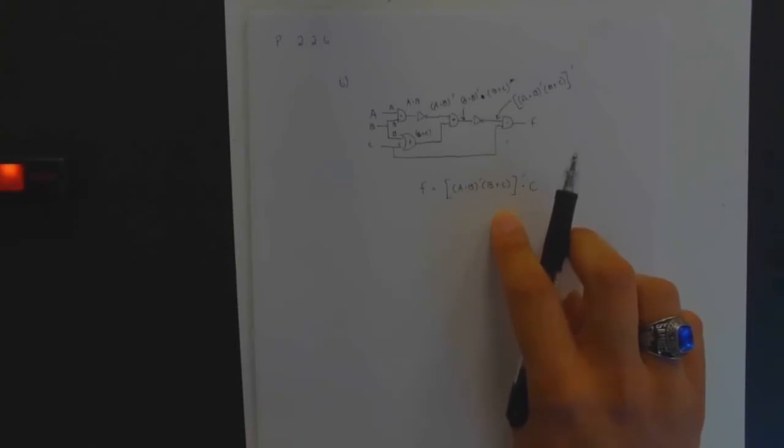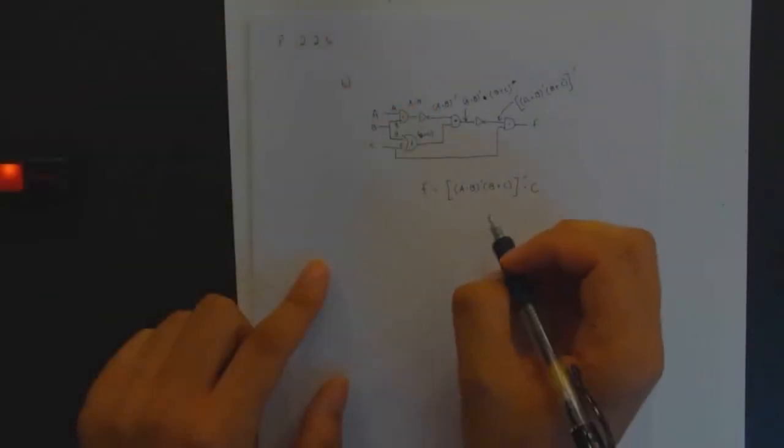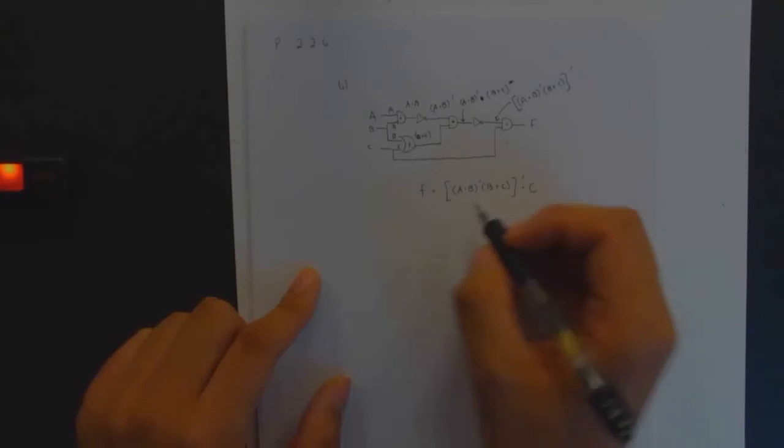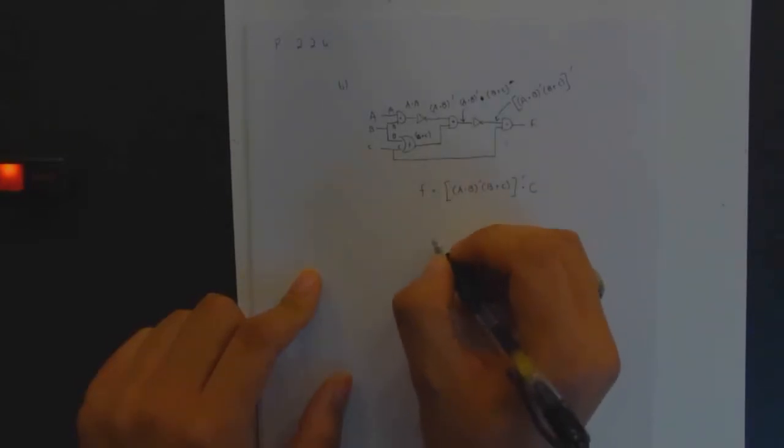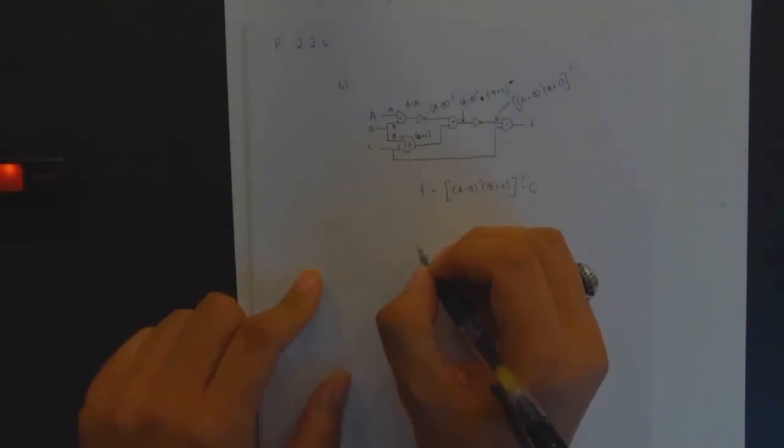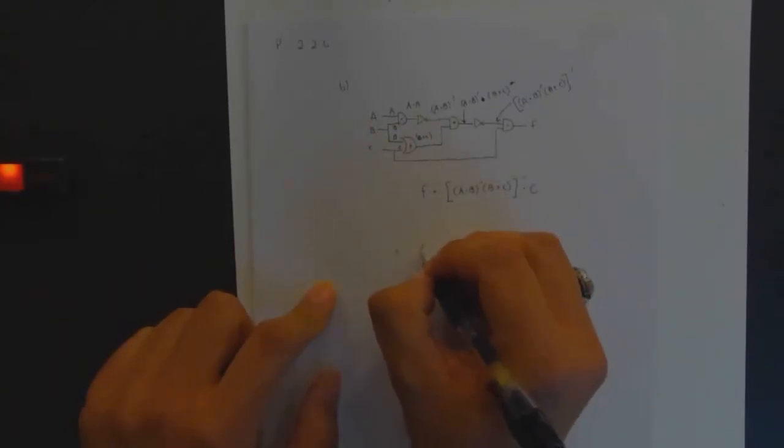Right here, this A B naught can go to A naught or B naught. Then you can start simplifying. You can go down here and go further. Just change that around and it'll work. So change it to A naught or B naught.